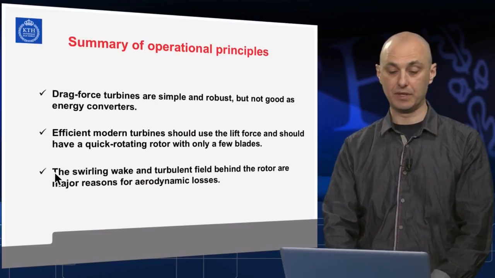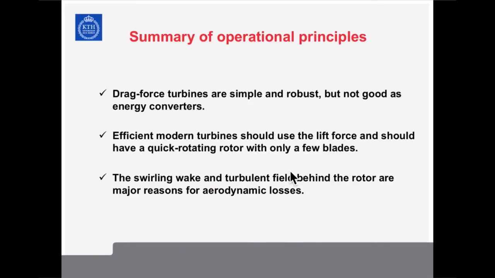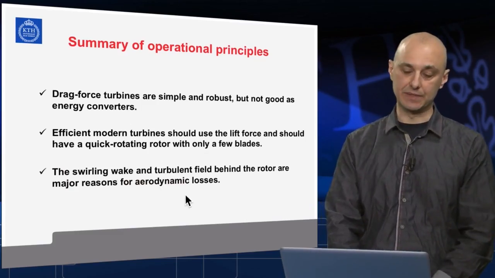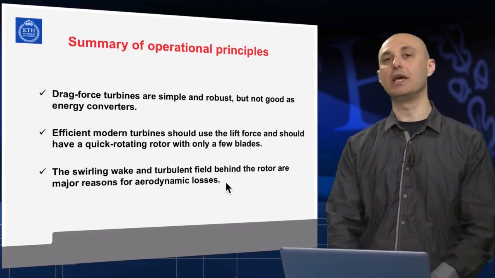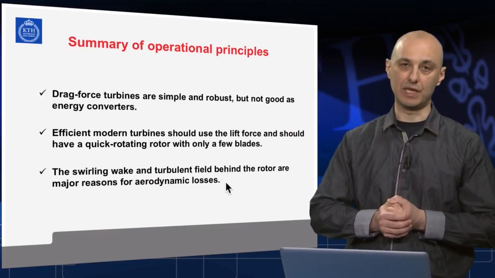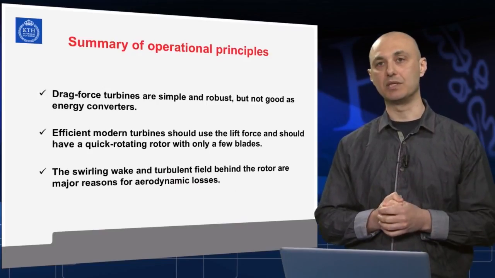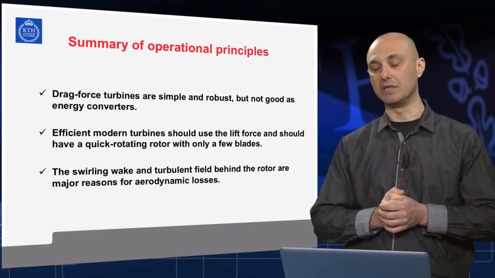The swirling wake and any kind of turbulent field behind the turbine means a loss. And actually this is the major aerodynamic loss that any kind of real actual device would experience. It can be minimized again by fast-moving, fast-rotating rotors. But there are also additional losses, which we will look into in the next section.